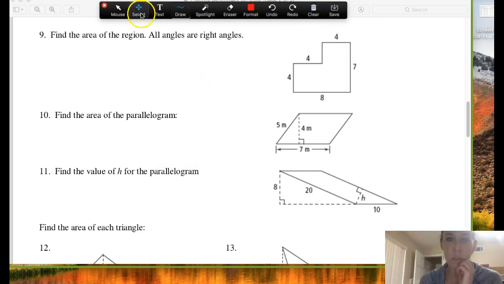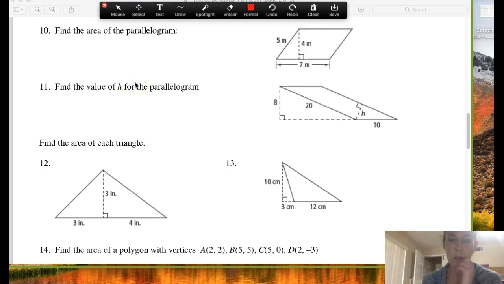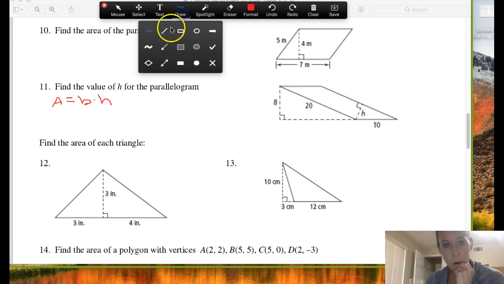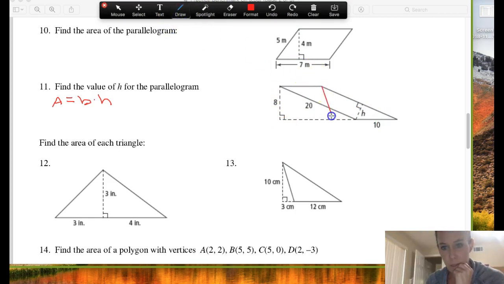11, find h. So this one actually wants you to find the height. Now you know that the area of a parallelogram, remember, is base times height. So write out that formula. Let's look at how this parallelogram is on its side. So technically speaking, this is the base for it on its side, and its height would be here, or this right here. Either one of these would be a height, from the vertice perpendicular to the opposite side, even if the side has an imaginary extension. Okay, it has to be perpendicular.